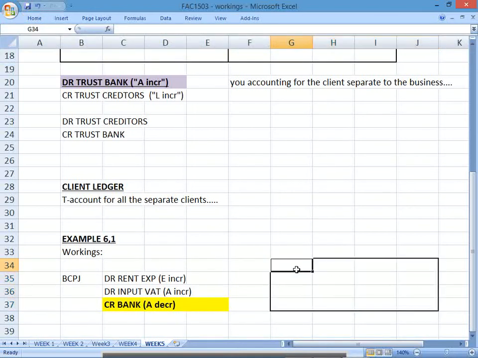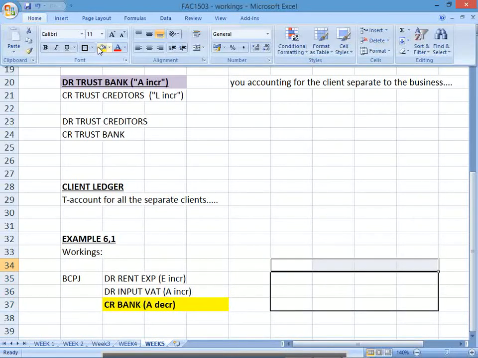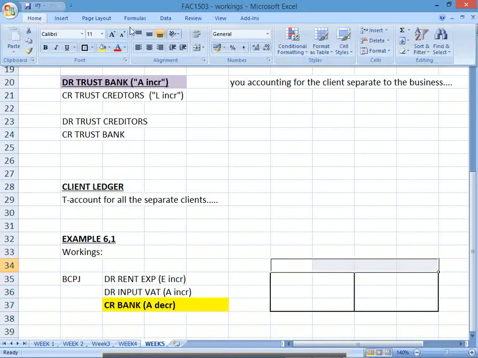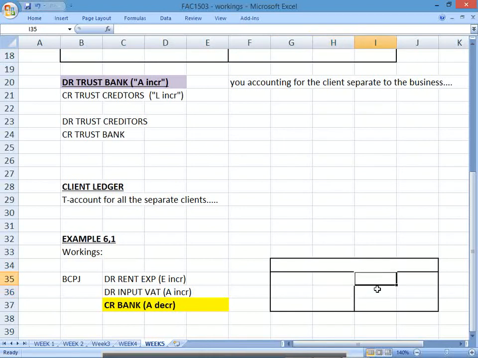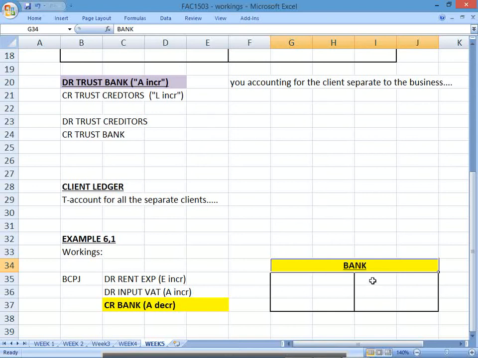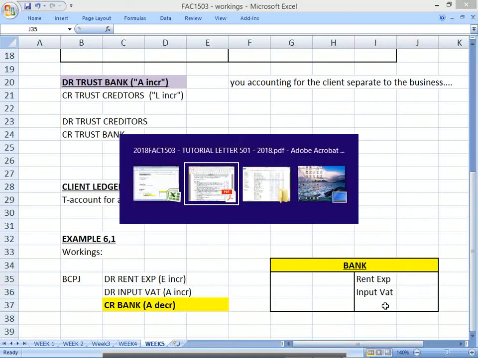If you wanted to post every single line item separately, you can. You don't have to draw up a journal. We drew up journals just to make things a bit more organized, because now we're grouping similar transactions into similar books. Okay, so let's look at this as being the bank. If you had to record these two separately, you would have debited those accounts and you're crediting this account, bank. So when I credit the bank, I can't write bank in bank. Okay, it's a reference. So you would write rent expense here, and you would write input VAT here. Okay, because those are the contra accounts. And then you put in the amount, whatever it is.